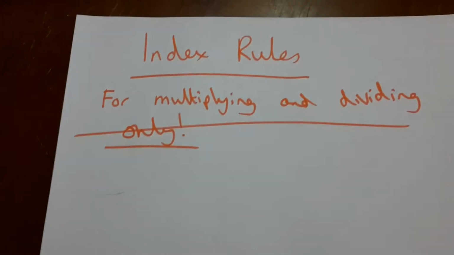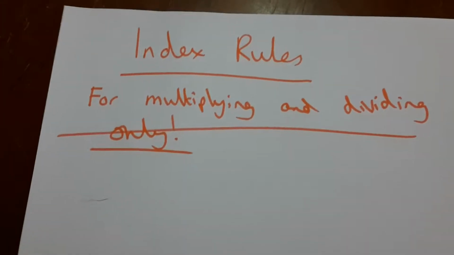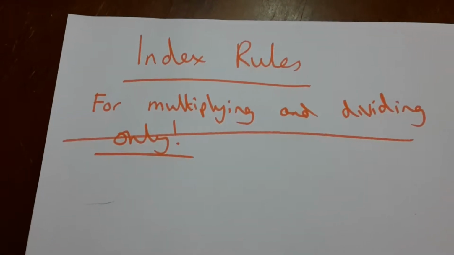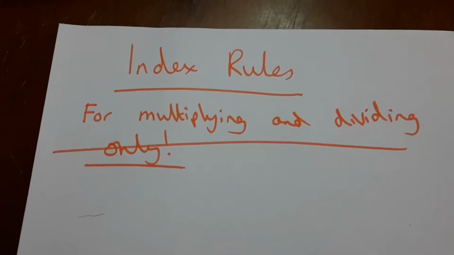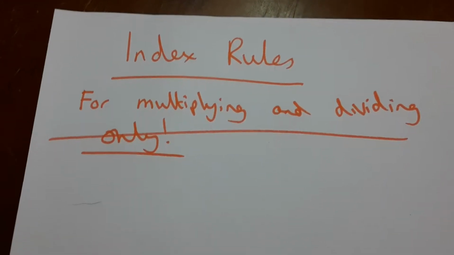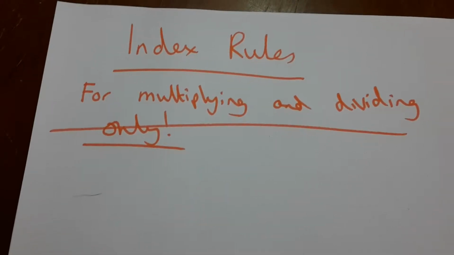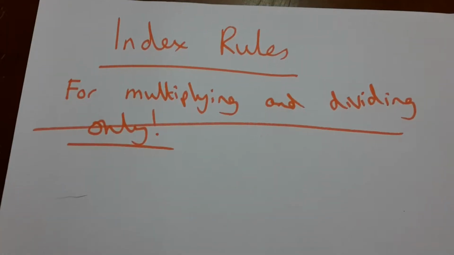So the great thing about indices is there's a set of index rules that can make the maths that you have to work out a heck of a lot faster. The only thing is they're only able to be applied to multiplying or dividing. So only use them if you're multiplying and dividing only.